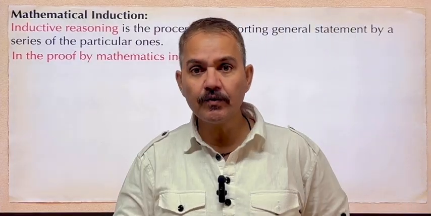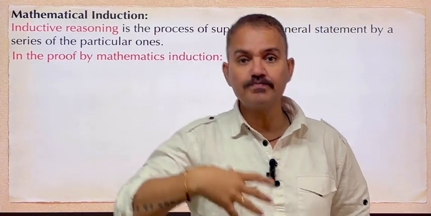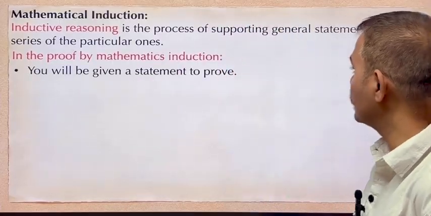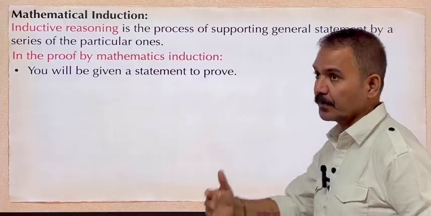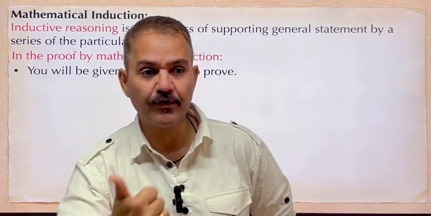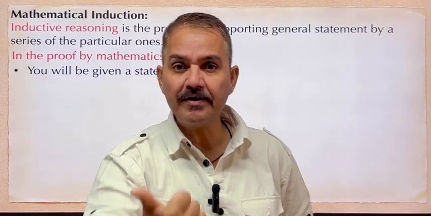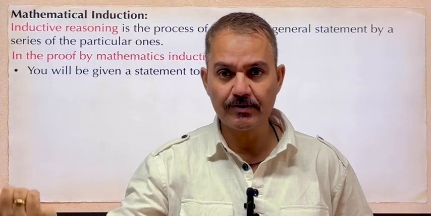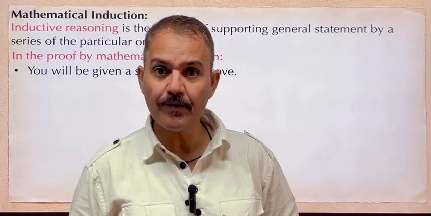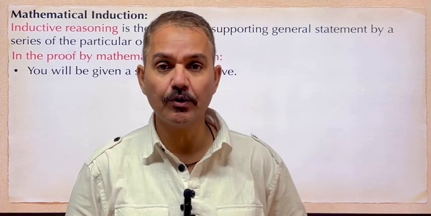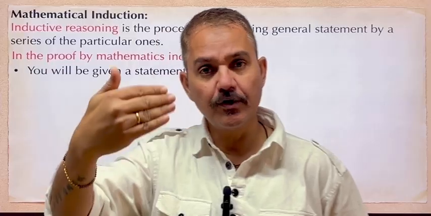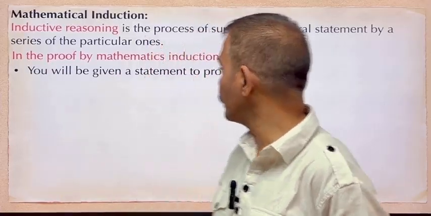When we use mathematical induction to prove anything, how do we prove? In the proof by mathematical induction, you will always be given some statement. It could be an identity, something that always happens, or it could be a statement, or some inequality. So there are different types of questions you may see, but in all questions, you have to follow certain steps. So what is the flow here?